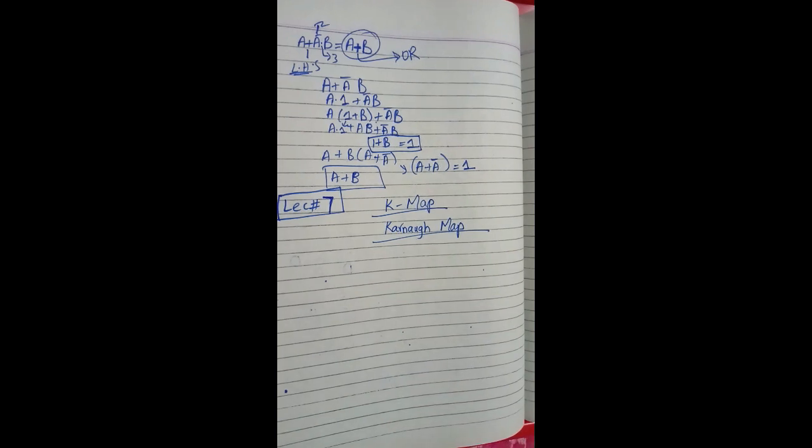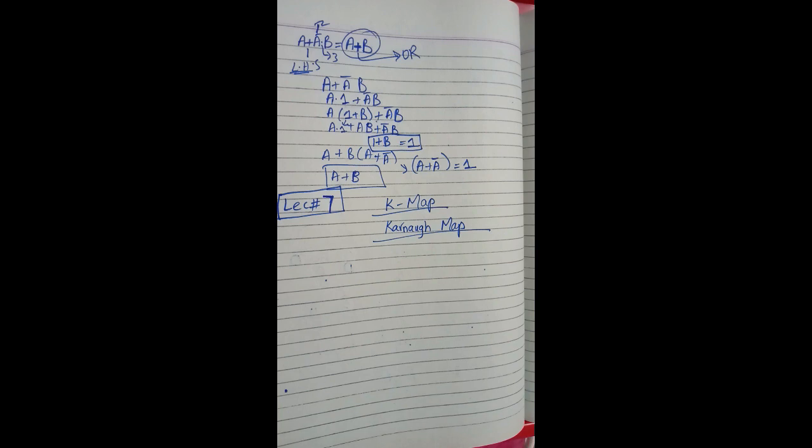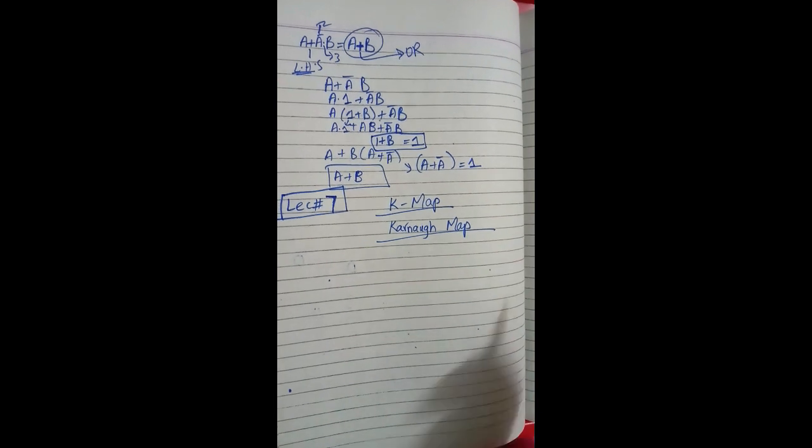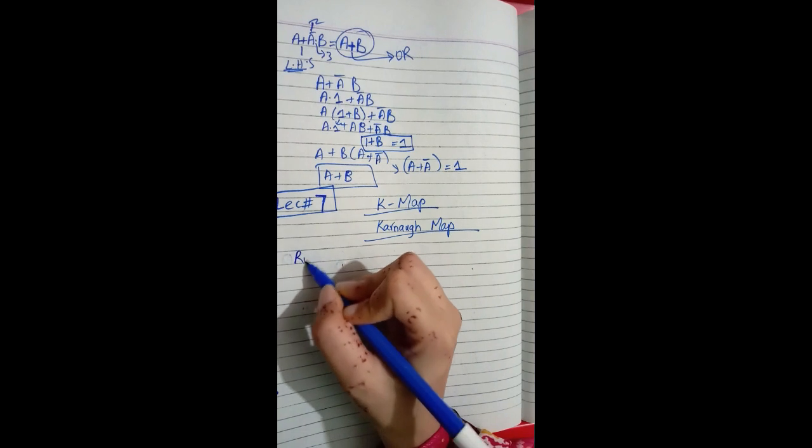Bismillahirrahmanirrahim. The next topic of our course Digital Electronics is Karnaugh Map. In simple, we say it K-Map. We can make the K-Map, but there are some rules to make it. So first we will study these 7 rules and then we will make the K-Map for our practice.